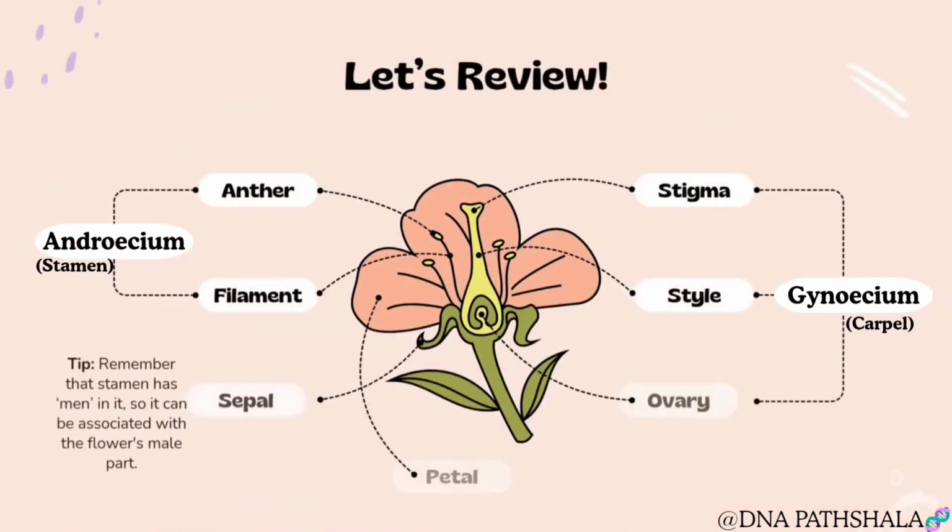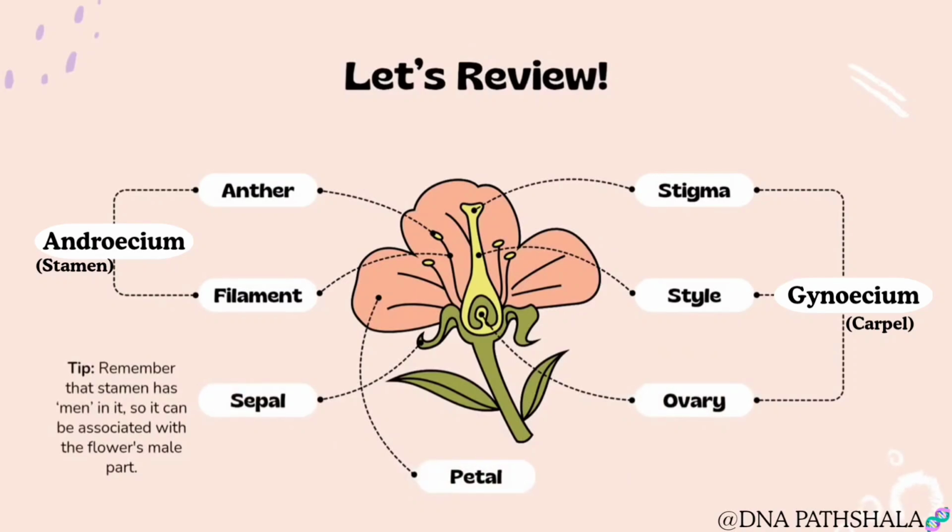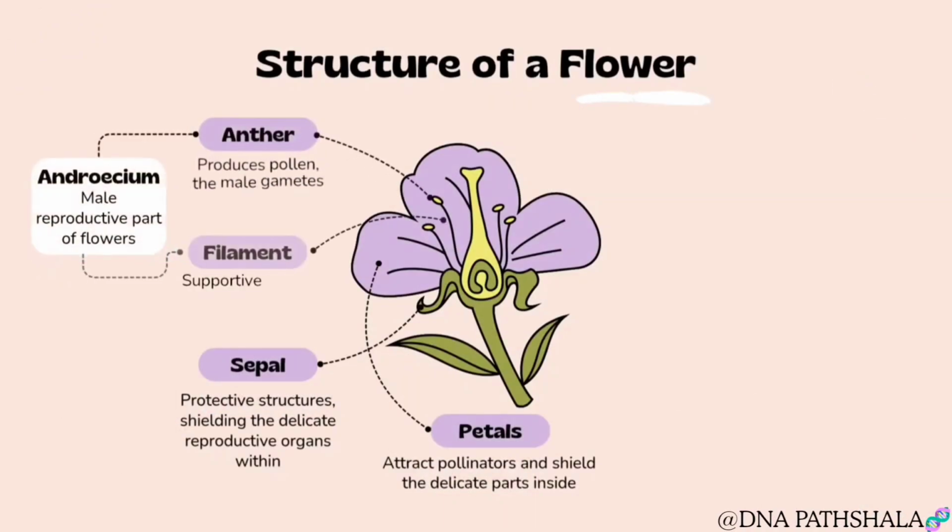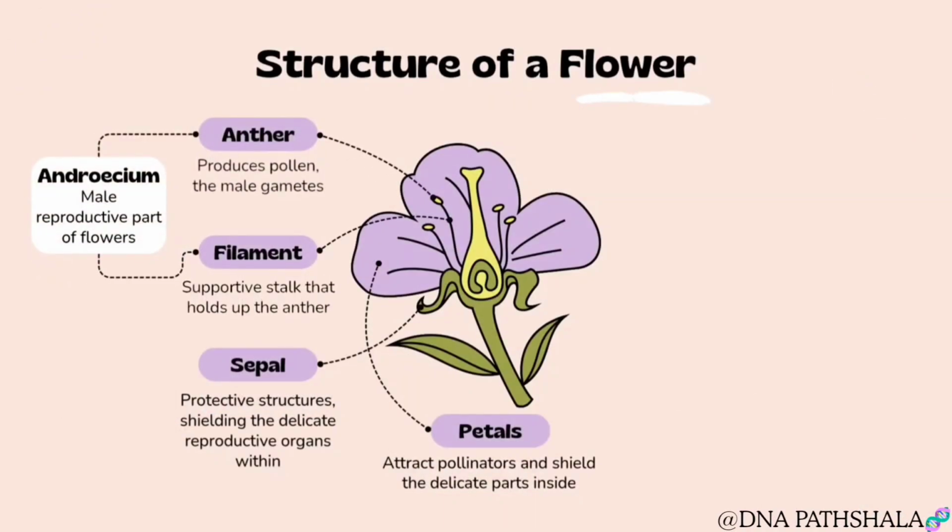Now let's take a closer look at the structure of a flower with the help of this diagram. You can see here that the flower is divided into two main reproductive parts, the androecium or the male part and the gynoecium, or you may call it the female part. So first is androecium, which is the male part of the flower. On the left side, notice the anther. This is where pollen grains are produced, which contain the male gametes. Holding the anther is a stalk called the filament. Its job is simply to support the anther and hold it upright, which will help in the pollination process.